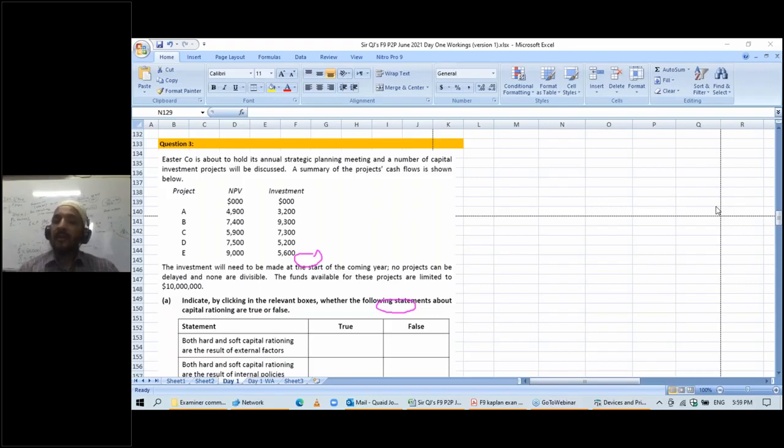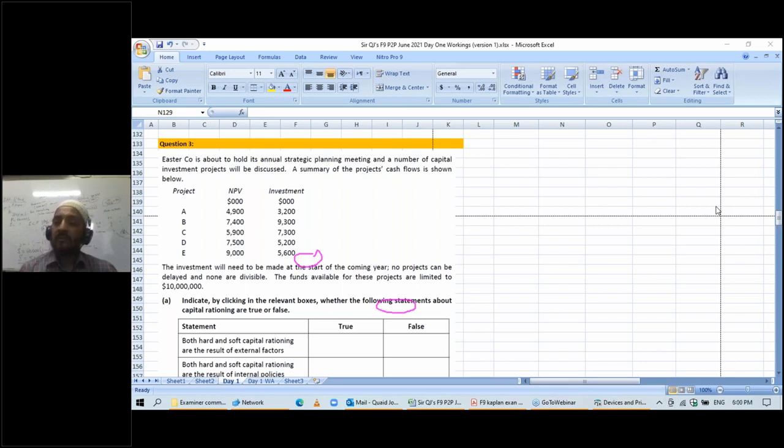Hard rationing means that the creditors or the equity investors are not allowing funds to the company, and they are not investing further funds, which if the company could have raised from outside, it could have made further investments and earned further NPVs. So this is known as external rationing, or hard rationing. Hard rationing means that the company is not able to generate funds from outside sources.